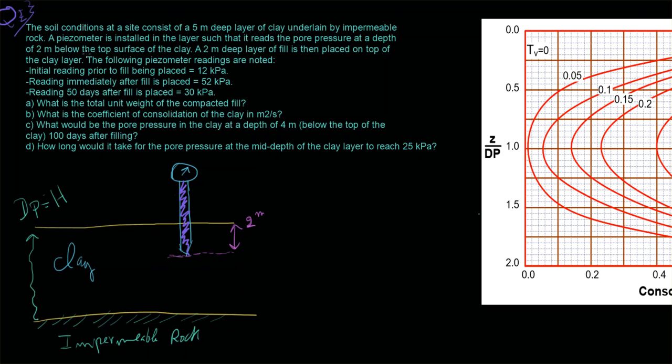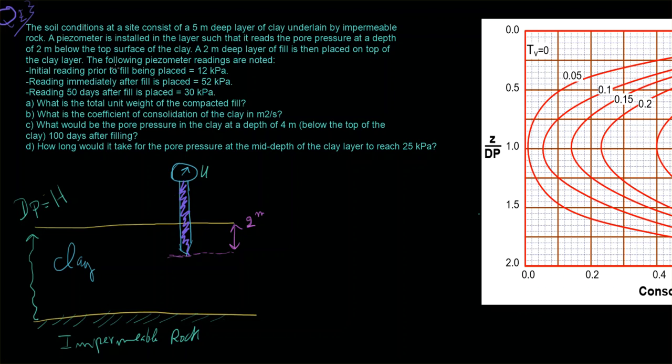Okay. A piezometer is installed in the layer such that it reaches the pore pressure at a depth of 2 meter below the top, such as this one. This is a piezometer that's installed 2 meter below the depth of the clay layer that can read the pore water pressure, U. So I have three readings.